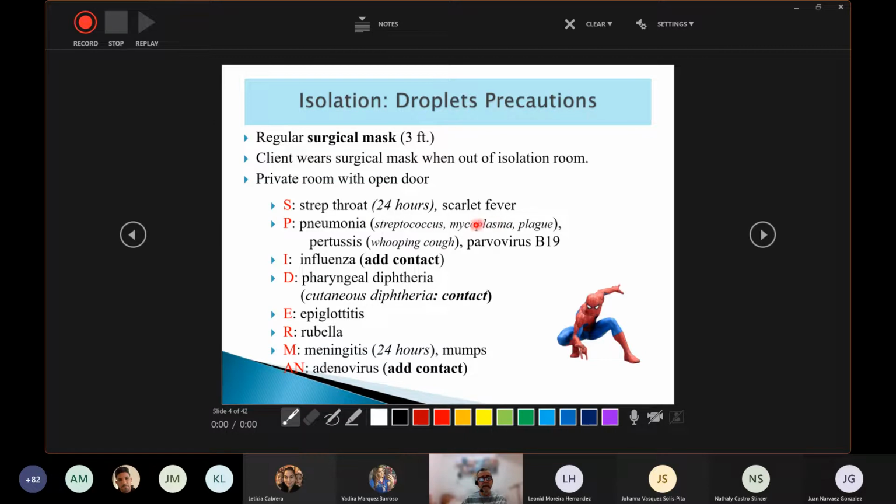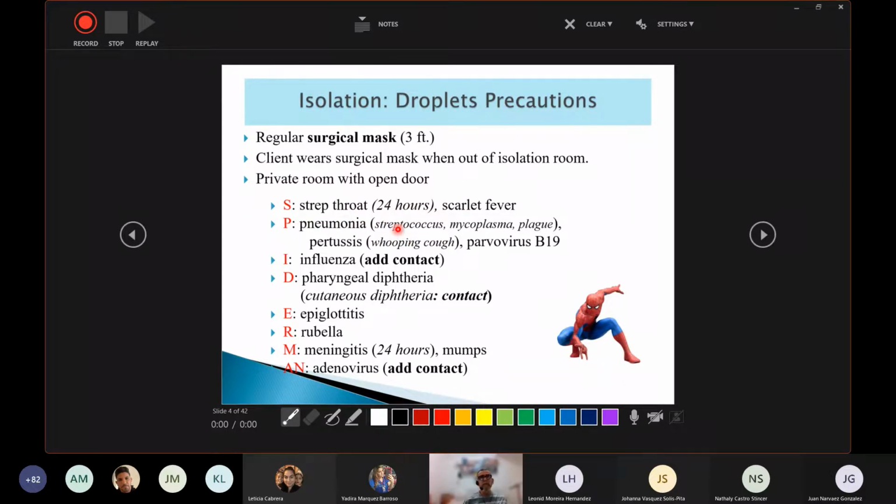The mycoplasma is a bug that produces what is called walking pneumonia. Plague is something that we studied that was very common in the Middle Ages and came in epidemics. Okay, the Black Death, the bubonic plague, etc. But it is still present, and requires droplets. And Streptococcus pneumoniae, yeah, those are the ones that require droplets.